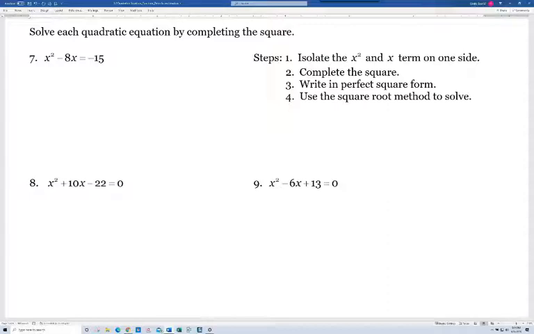All right, so notice we have 4 steps here that we're going to use. First, it says isolate the x squared and x term on one side. Now notice that's already done here. And then we're going to complete the square, basically on this binomial on the left here. And then we're going to write that perfect square trinomial in perfect square form. And then finally, we'll use the square root method to solve. All right, so let's go ahead and get started here. The first step is already done on number 7 here. So we're going to go ahead and complete the square.